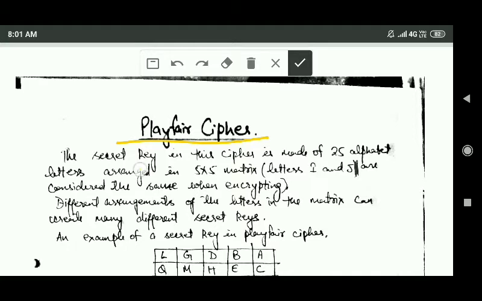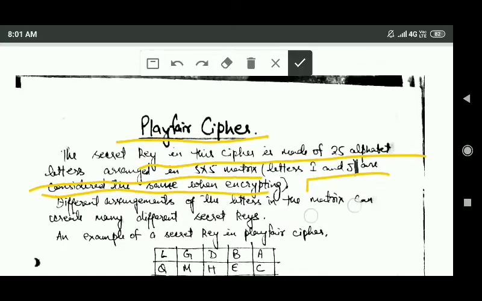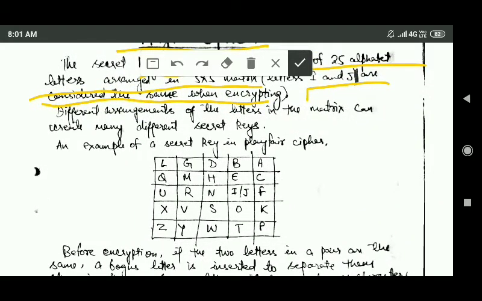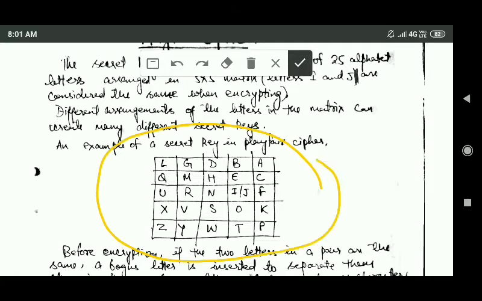In Playfair cipher, the secret key is made of 25 letters which are arranged in a matrix of 5 cross 5. And letters I and J are considered the same when we do encryption. So different arrangements of the letters in the matrix are possible, and they can create many different secret keys. One example of a secret key which can be used in Playfair cipher is this one. As you can see here, we have a matrix of order 5 cross 5, in which 25 alphabet letters are arranged, and I and J are considered the same when we do encryption.